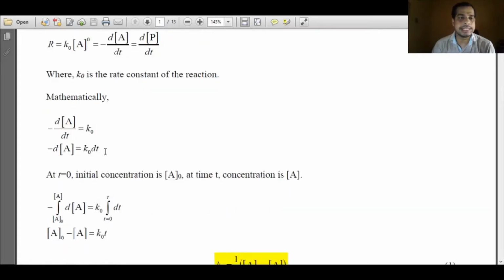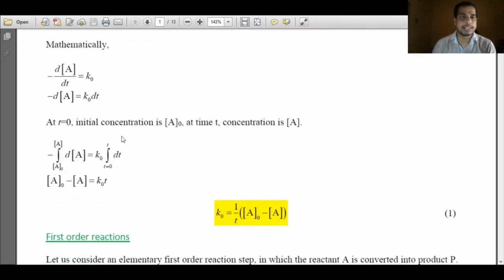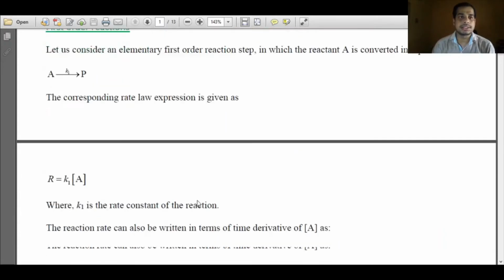Now if I integrate, I'll get the integrated form of rate expression. The limits of integration: A0 is the initial concentration of the reactant, and after some time the reactant is A, while time goes from 0 to any time t. So my integration limits will be A0 to A, and time limits 0 to t. If I do that, I get A0 minus A is equal to K0 t. If I rearrange again, I can get an expression, equation 1, for the rate constant of a zero order reaction.